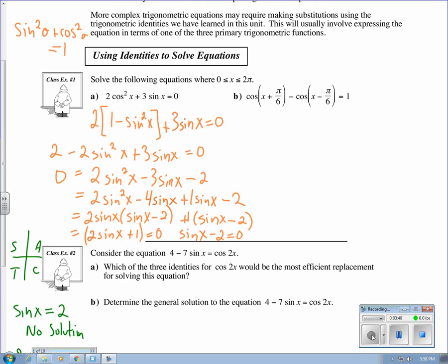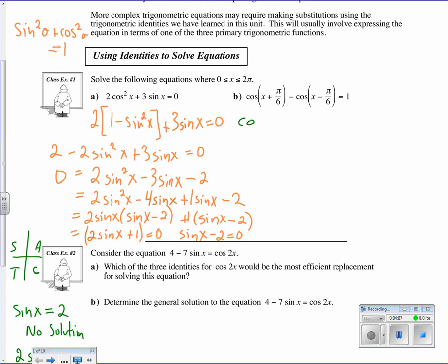I'm looking at B and recognizing just how crazy it is. I actually have to use two identities, the addition identity and the subtraction identity for cosine. So when cosine has two angles added, it's cosine of the first, so cosine x times cosine of the second, cosine pi over 6. And then there's a minus sign. Minus sine of the first, sine of the second. That's one term.